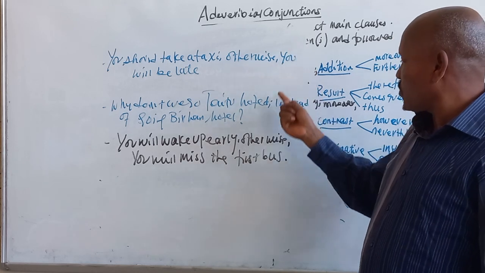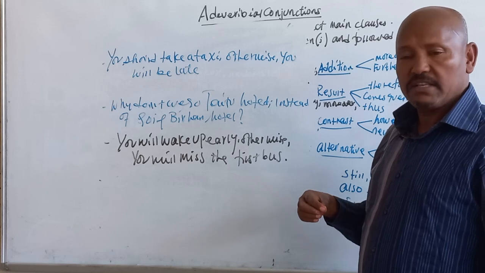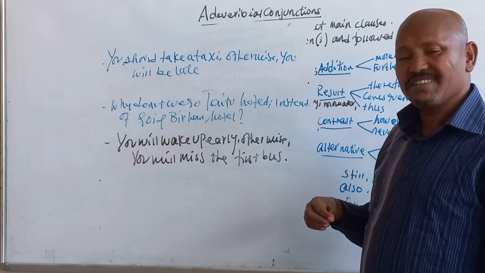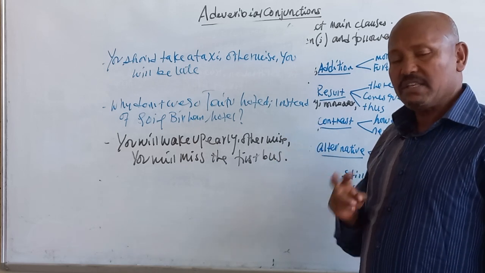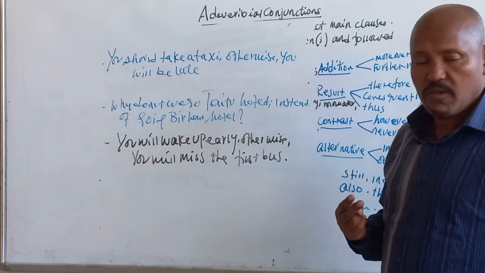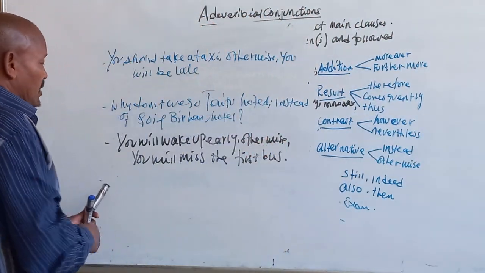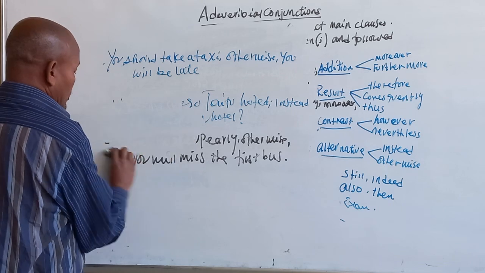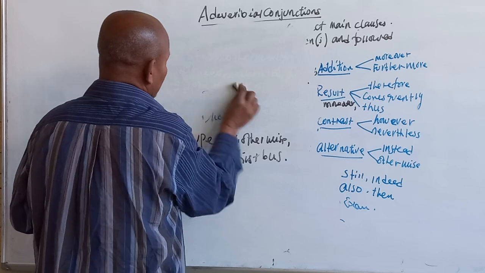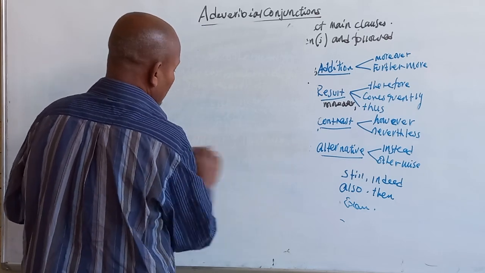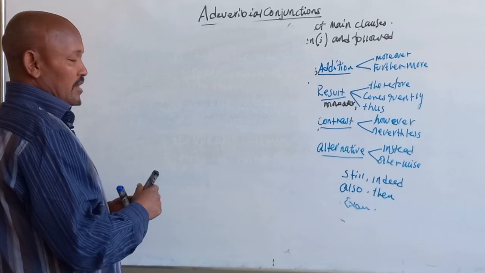Look, all the conjunctions are preceded with a semicolon and followed by a comma. In some cases, however and still may not be preceded by a semicolon and comma. Why? The other kind of adverbial conjunction here is still and what? Still and then also then.